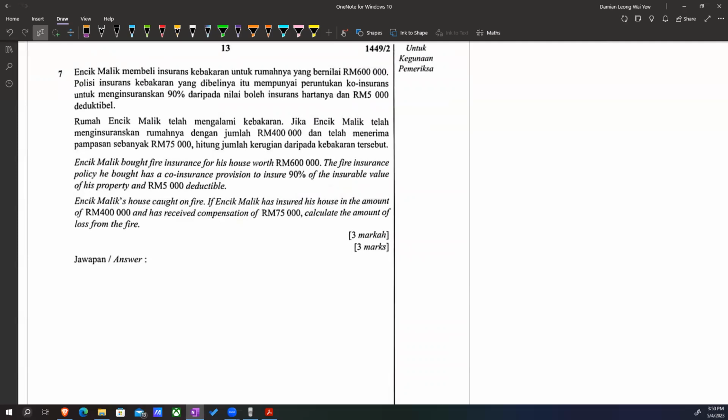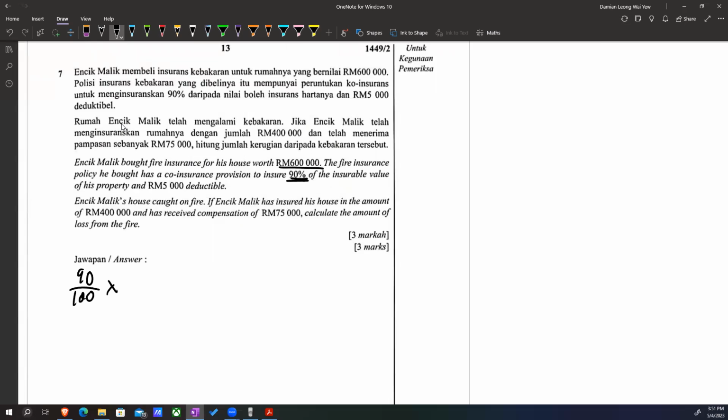Encik Malik bought fire insurance for his house worth 600,000 ringgit. The fire insurance policy that he bought has a co-insurance provision, insuring 90% of the insurable value, and a 5,000 deductible. If Encik Malik insures his house in the amount of 400,000 and receives compensation of 75,000, I want the amount of loss from the fire. So first, let's look at how much he needs to insure, which is 90%, because of co-insurance 90%.